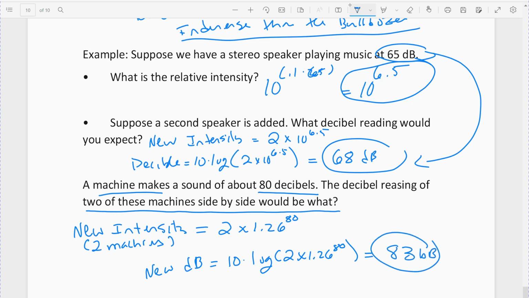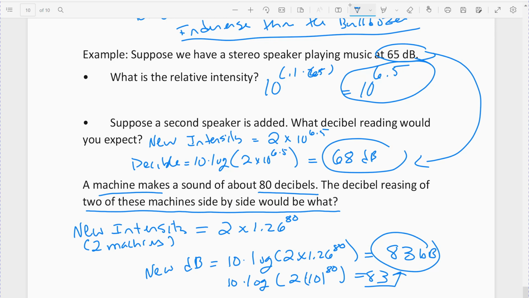And again, it goes up, but it doesn't go up by a lot. It actually only goes up by 3 units. It would be the same thing if you used base 10. 2 times 10 raised to the 80 also gives you 83. You can use either the approximate 1.26 scale or the base 10 scale. It gives you the same answer either way if you type them in log base 10.